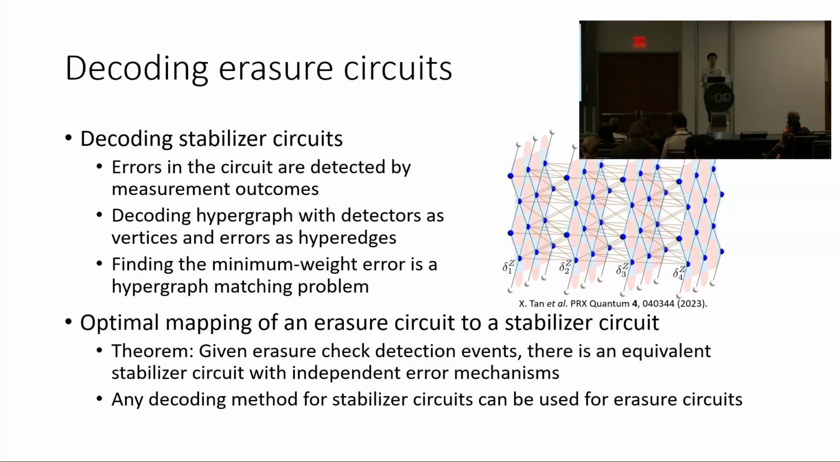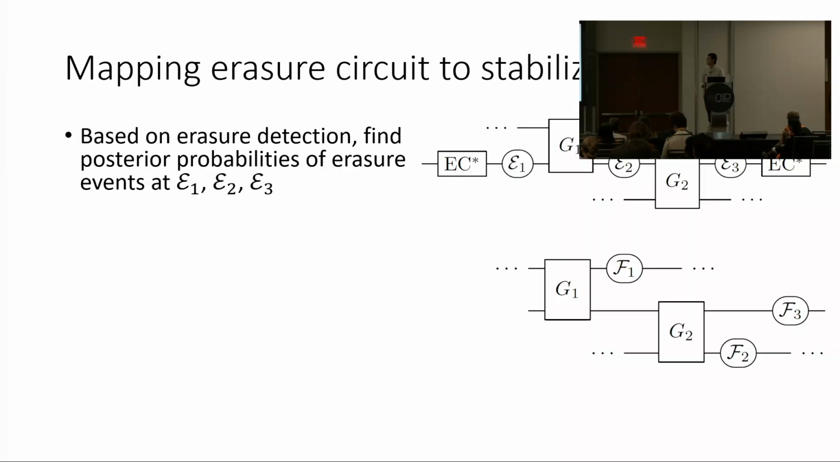Okay, so how exactly does this mapping work? I'll just illustrate it with one example. Suppose that we have this erasure circuit here, and EC star is going to be an erasure check with a reset following it. So we see we have some erasure locations and some entangling gates. The first thing that we would do is to take whatever erasure check outcome here and then calculate the posterior probabilities that the qubit got erased at location E1, E2, or E3. This can be calculated as long as we know the erasure rate and the false positive and false negative rates.